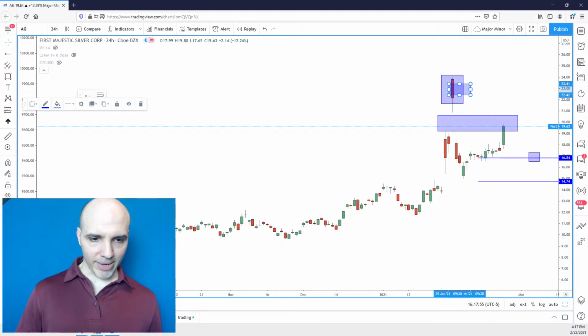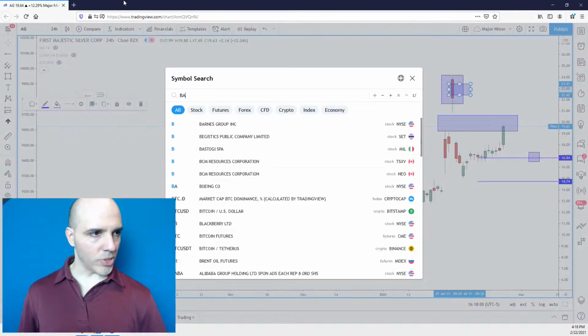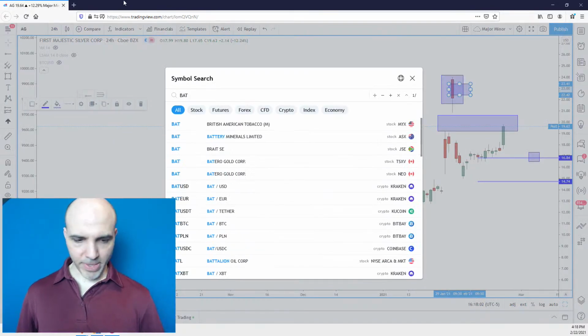Could you look at BAT for a quick second? Is it still bullish? Okay, I guess you're talking about Basic Attention Token, BAT-USD.